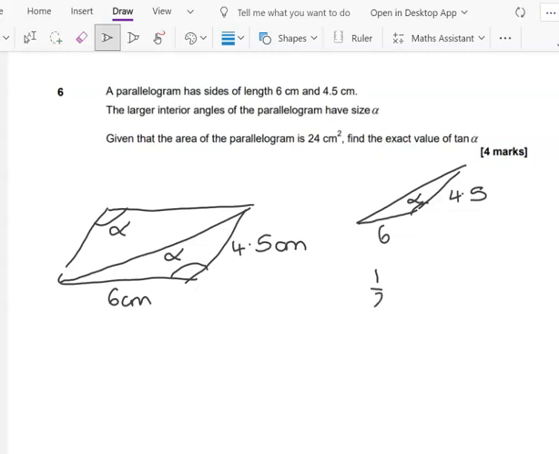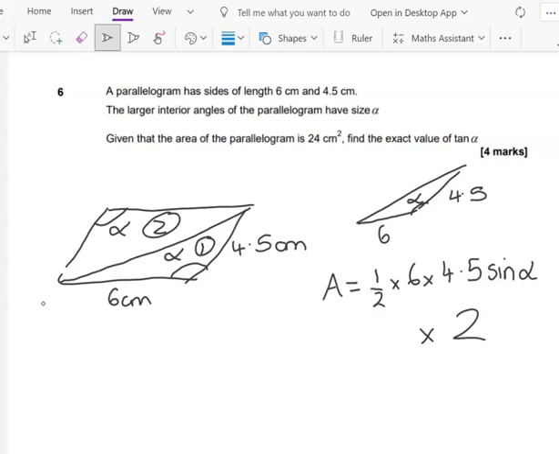So a half AB sine C. These two sides are either side of the angle that we know, so that's all right. So we can do a half times 6 times 4.5 sine alpha. Now that's the area of one of those triangles. But we want the area of the parallelogram, so we need 2 of those. So the area of the whole parallelogram is that times 2, because we've got 2 triangles.